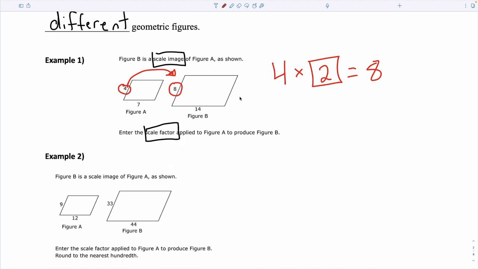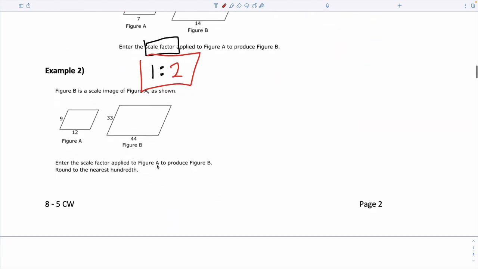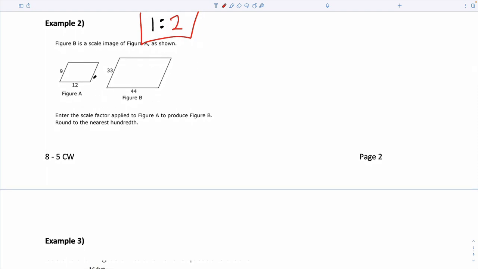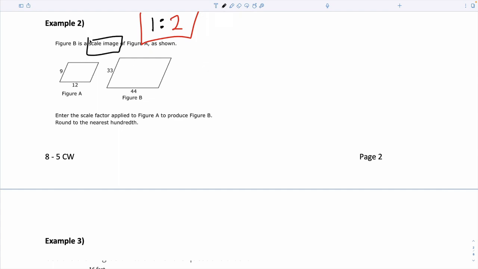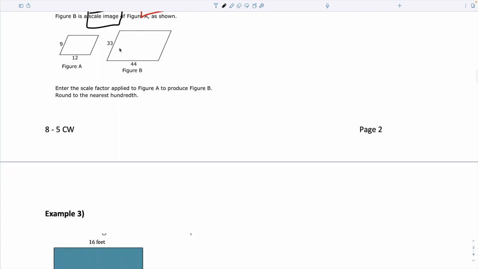So you could say the scale factor is, they went from 4 times 1 to 4 times 2. As a ratio, you're going to write your scale factor like this, 1 to 2. The scale factor is 1 colon 2. That's your scale factor. Example 2 is slightly more difficult. Same language, there's a scale image. Box scale image, that tells you to find the scale factor somewhere.